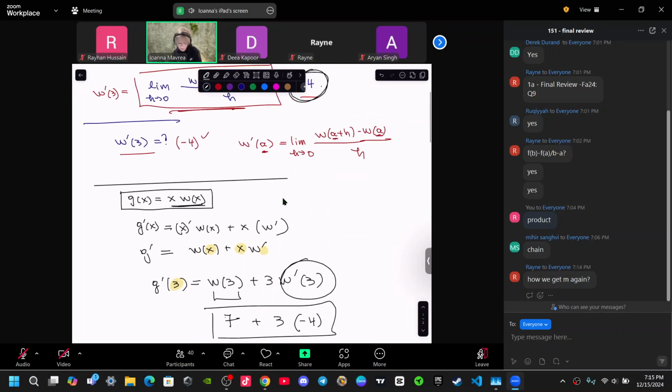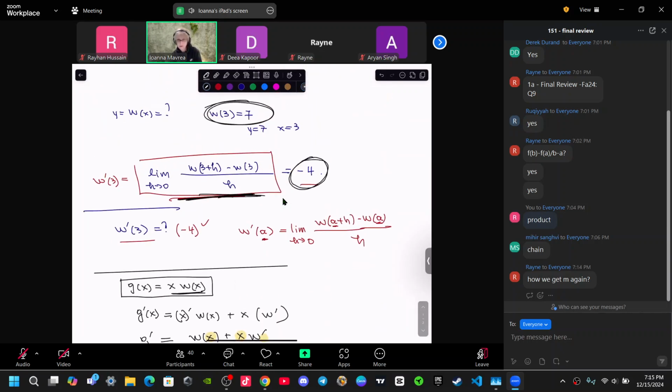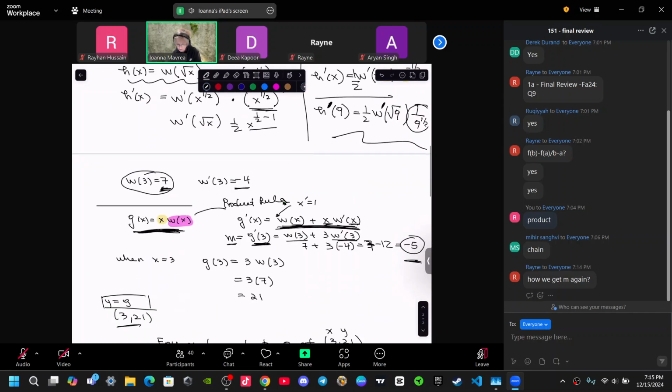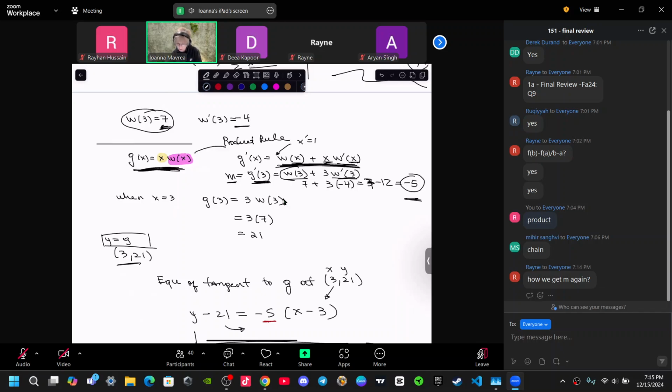That was this thing. That's the definition of the derivative. So this is the w, yeah, there it is, w prime of 3. So I'm given all that. So I can plug in here to find the slope. So that's -5. Okay.